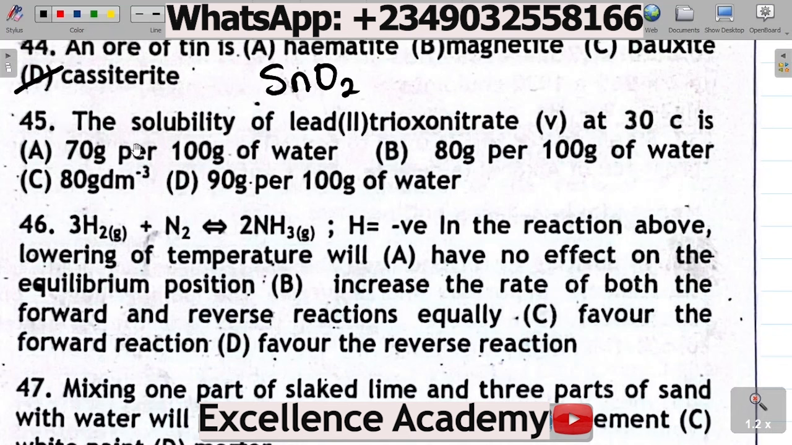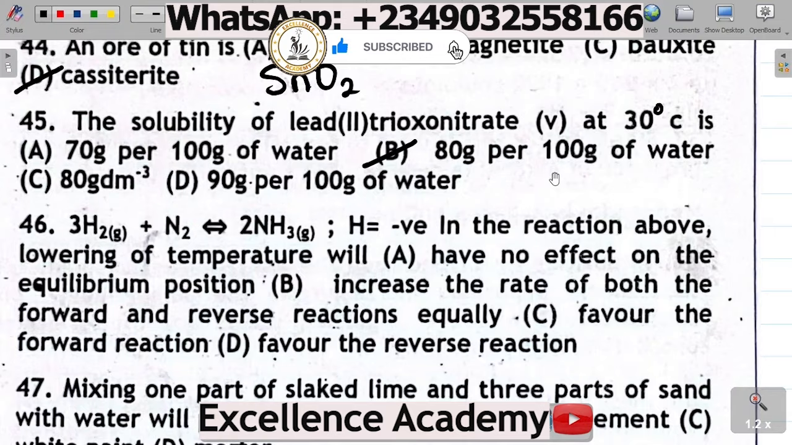Question 45. The solubility of lead(II) trioxonitrate(V) at 30 degrees Celsius, that's this, is A, 70 gram per 100 gram of water, B, 80 gram per 100 gram of water, C, 80 gram per dm cube, D, 90 gram per 100 gram of water. The correct option there is B, 80 gram per 100 gram of water.